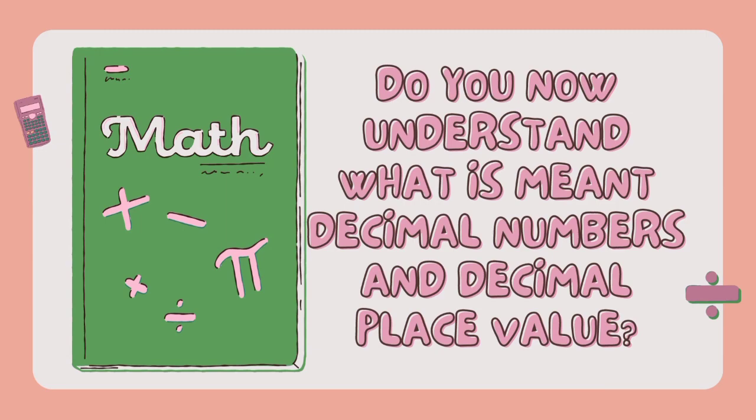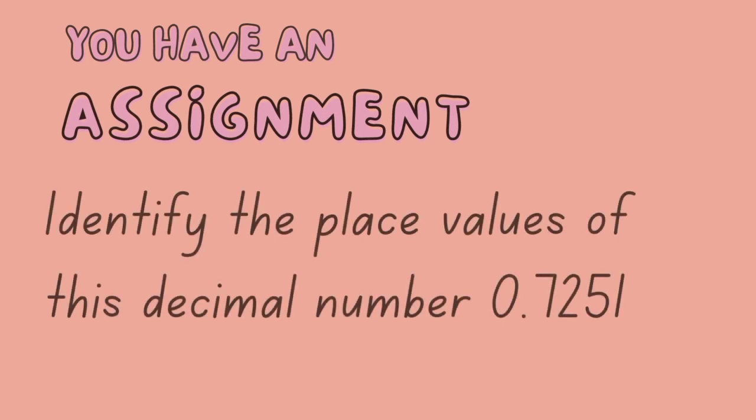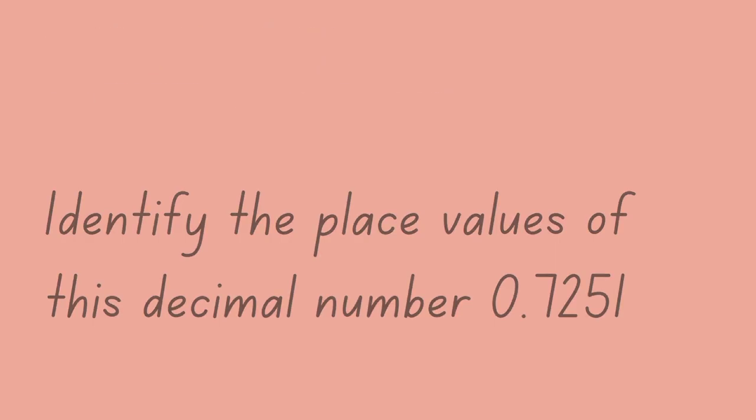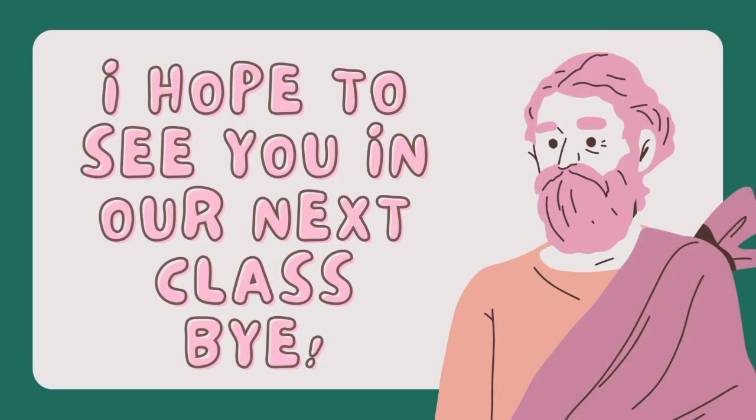Do you now understand what is meant by decimal numbers and decimal place values? You have an assignment. Identify the place value of this decimal number 0.7251.